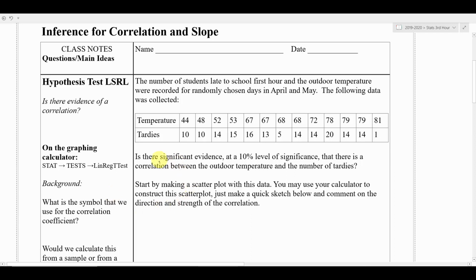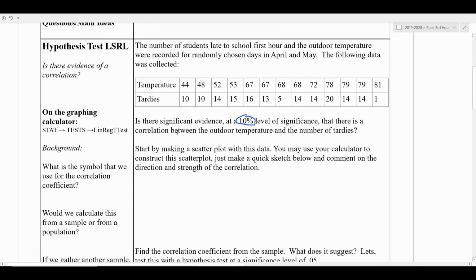Right? And we're gonna look for that relationship using a significance level, right? Because like I said, we're gonna be using a hypothesis test. We're gonna be using a level of significance of 10% here. All right, so is there a correlation between the outdoor temperature and the number of tardies at a 10% level of significance? All right, so we're first gonna start investigating this by looking at the scatter plot and doing just a regular linear regression to look at the correlation coefficient between these two variables.